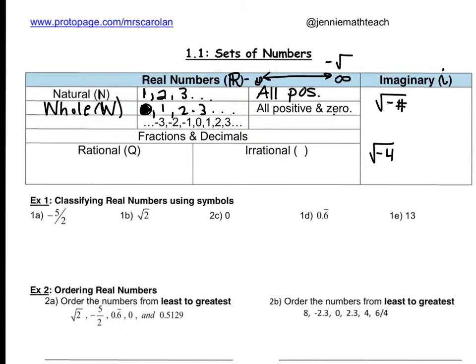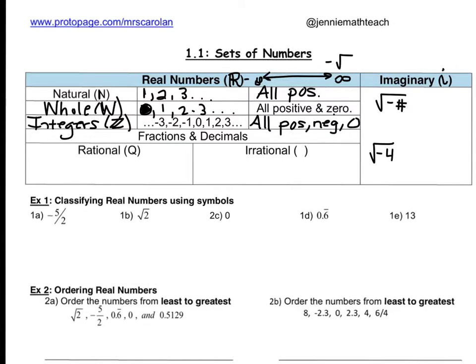Next we have all of the positive numbers, all of the negative numbers, and also 0. So when we add the negative numbers, still no decimals or fractions. These are all just nice numbers with no decimals. These are called the integers. And the symbol for integers is a capital Z.